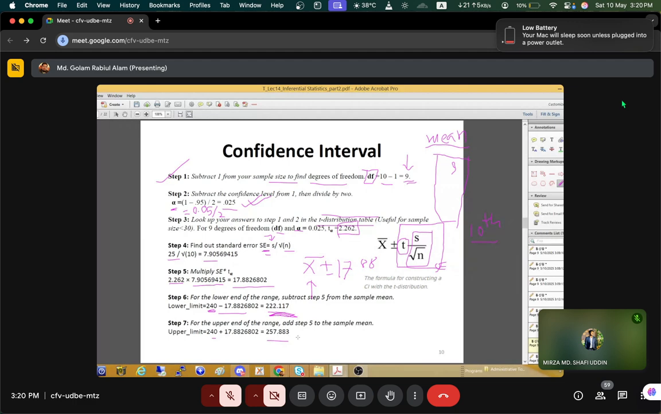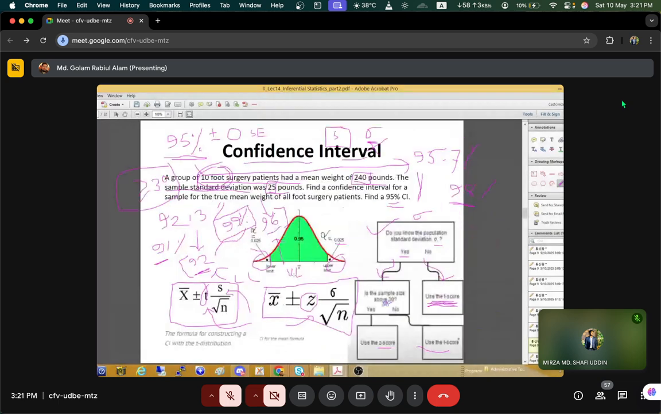257.883 is our upper limit. So now we can see that our confidence interval here is 222.117 to 257.883. This will be our confidence interval, and we are assuming the confidence level is 95%. So this is how we can determine the confidence interval with the help of our given data and the confidence level.